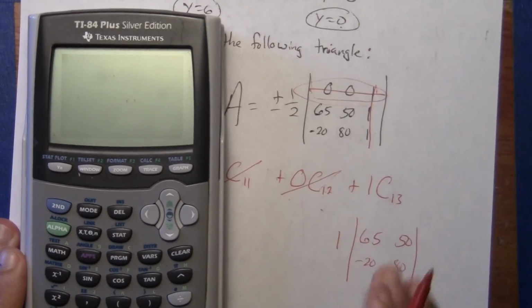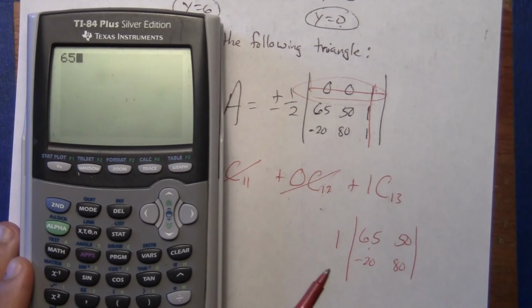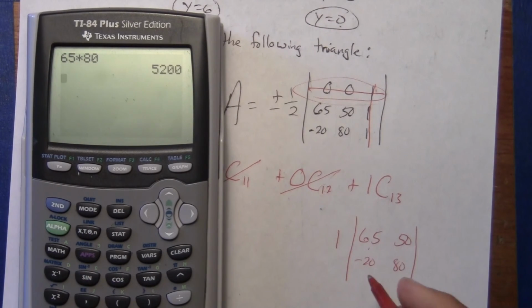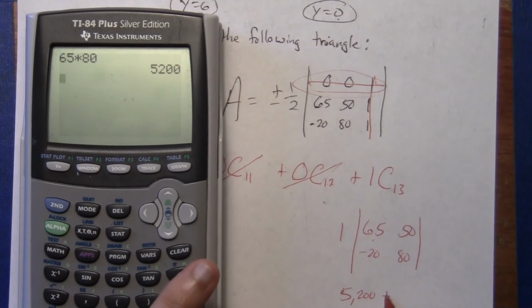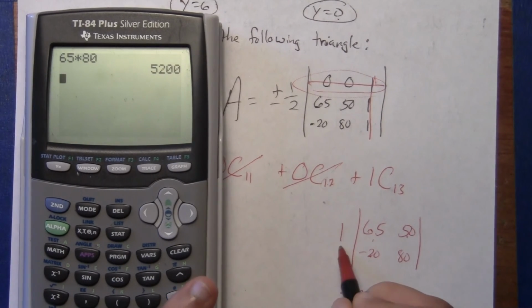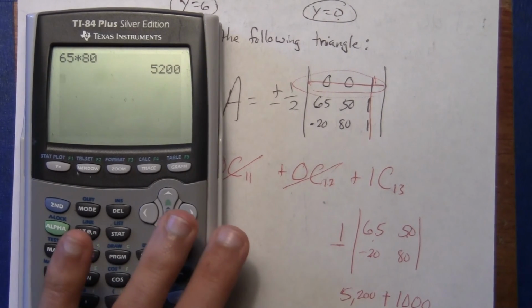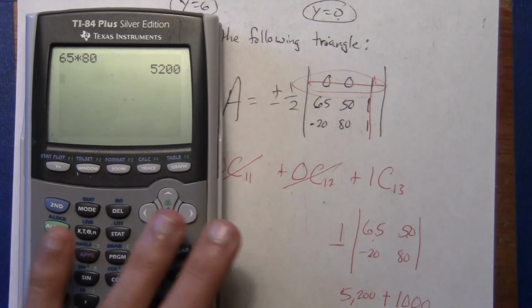So to speed things up, if I take 65 times 80, or if you're doing it by hand, just multiply by 8 and then add a 0 on, I'm going to get 5,200. Subtract, I can see this is going to be a negative number, so it's going to be adding. 2 times 5 is 10, add the 2 zeros on. And I'm going to get a total of 6,200 times 1. So it's plus or minus 1/2 times that.